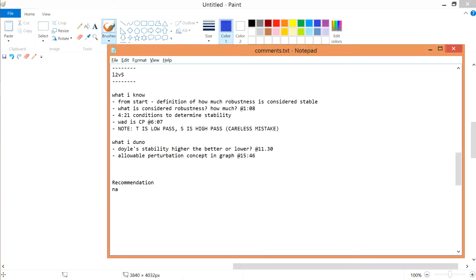This is the overall summary, and now I know that we have a careless mistake over here. T is low pass and S is high pass. This is not a very good video, but anyway, see you next video for the rest of the robustness part.